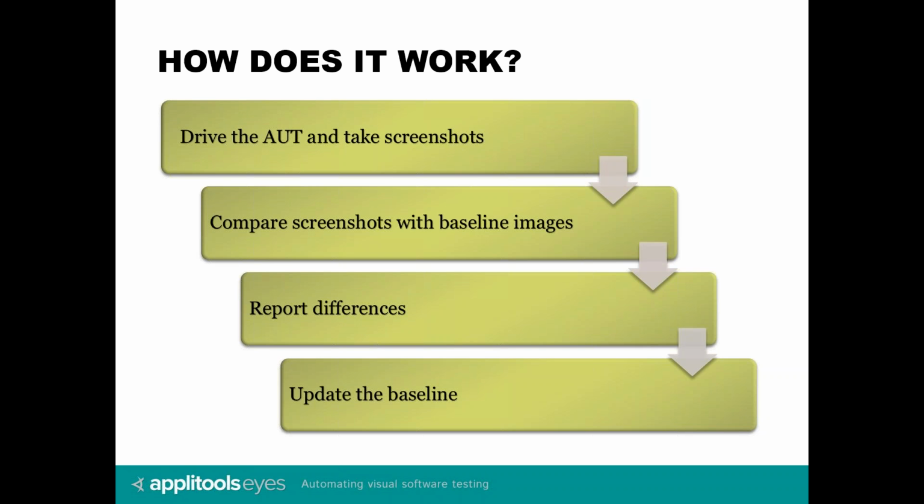And in the fourth step, a tester has to look at the reports and decide for each difference, if there were any, whether it's a bug, in which case he opens a bug, or if it is a valid change to the application, he approves the new screenshot to be used as a baseline for subsequent test runs. Now, of course, the first time you run a test, you still don't have baseline images for it. So the first run sets the baseline images, and starting from the second run onwards, you always have baseline images to compare against and screenshots to approve.